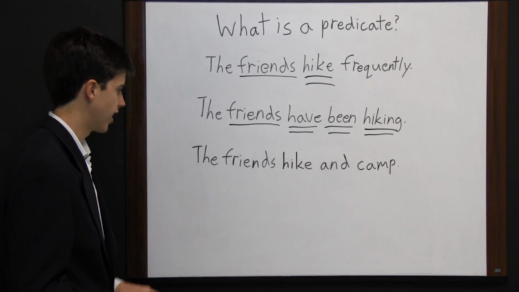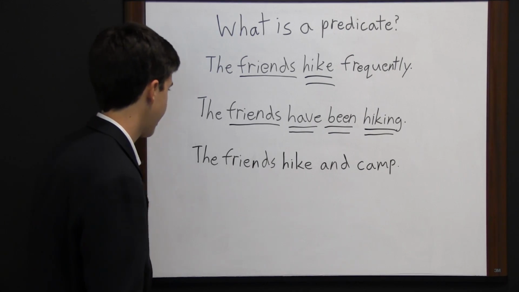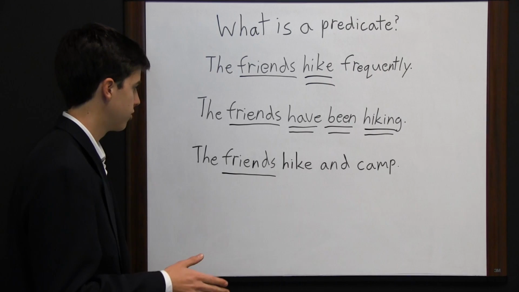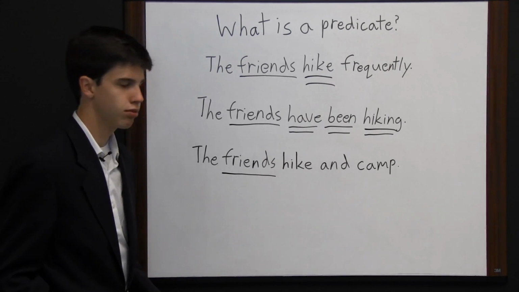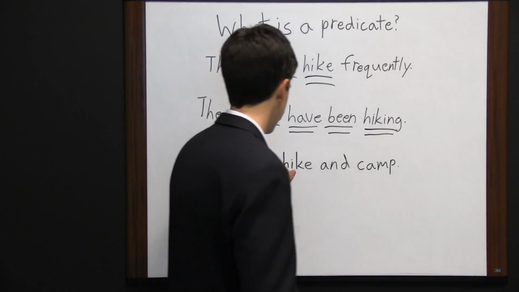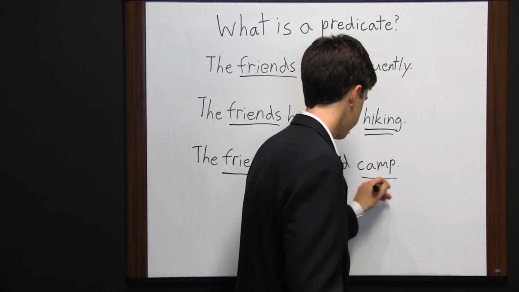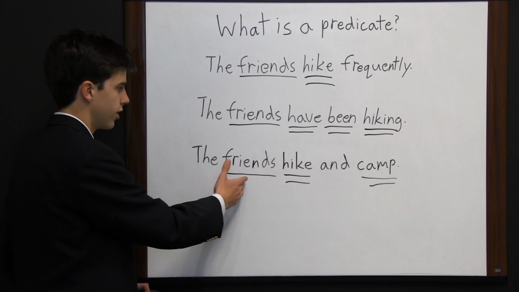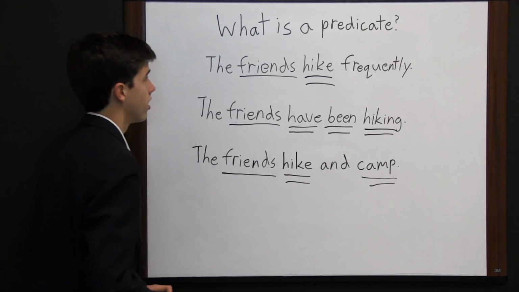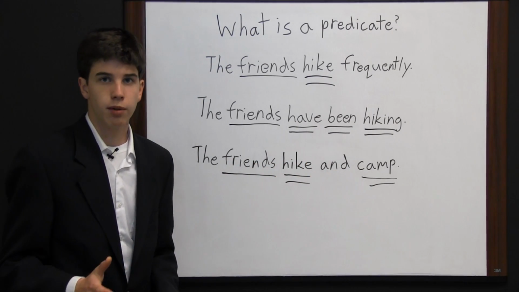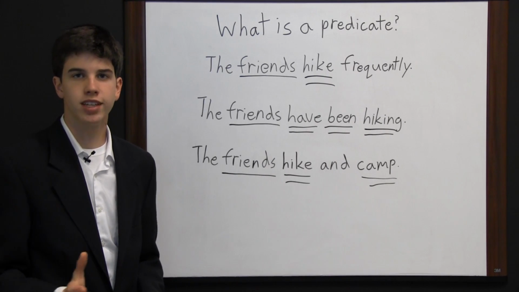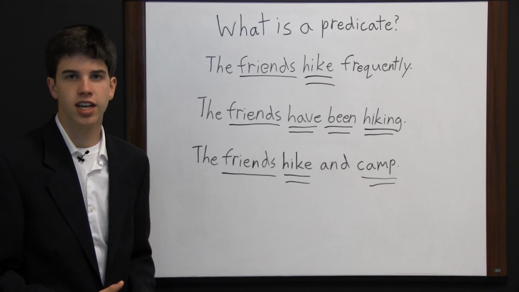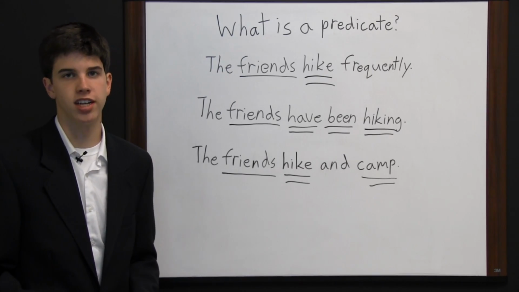All right, this third sentence says the friends hike and camp. Friends again is the subject, so friends are going to be the people doing the action in this sentence. Well, what's the predicate here? Well, you know hike is a verb, but camp is also a verb. So here you have 2 verbs because the friends are going to be doing more than one thing. So remember, when looking at a predicate, just remember that a predicate is what completes the sentence. The subject tells who or what is going to be doing the action, and the predicate tells what that action is.